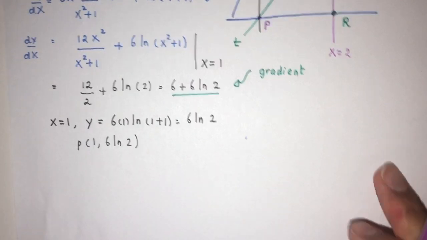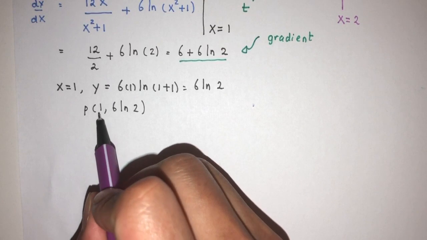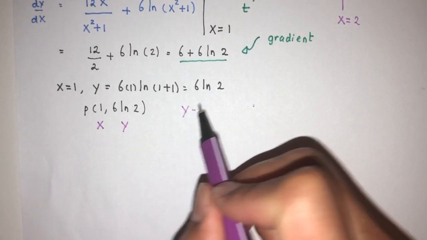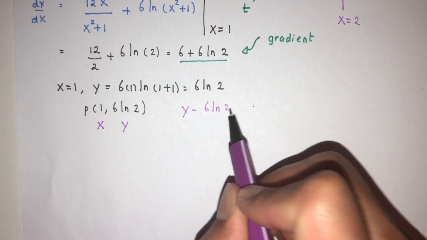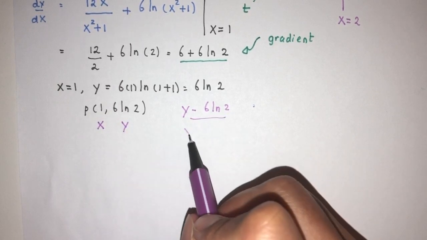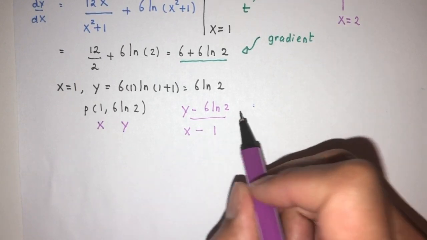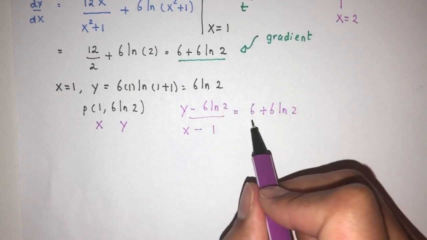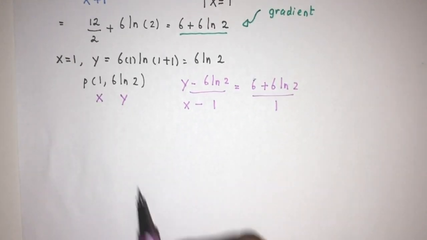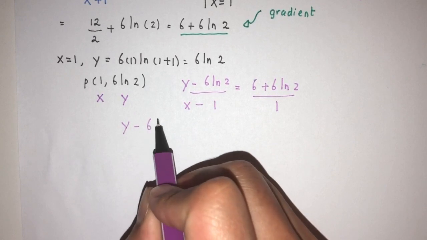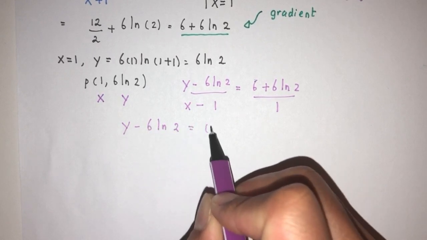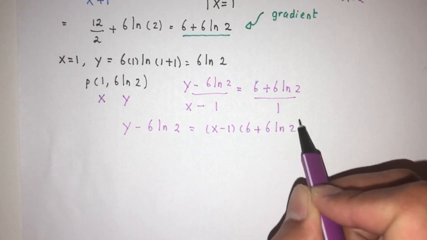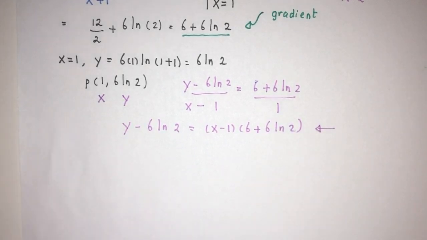Now, to find the equation of that tangent, this is my x value, my y value, so I use my formula: y minus the corresponding y value over x minus the corresponding x value equals my gradient, which will be this ln 2 over this. Now we have to cross multiply. You will have y minus 6 ln 2 equals (x minus 1) times 6 plus 6 ln 2. So this will be my equation of the tangent.